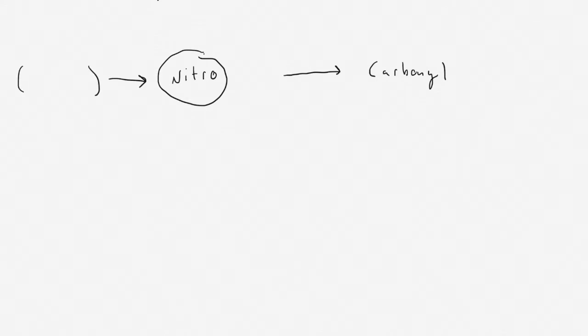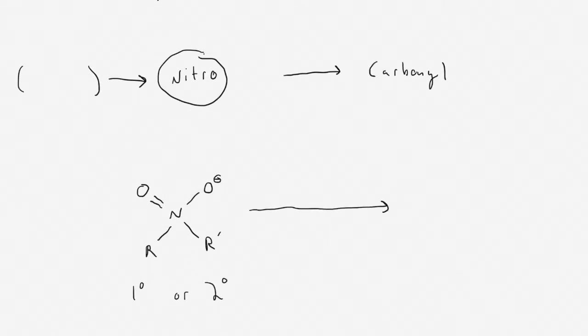In essence, we have a nitroalkane salt. It looks a little bit like this. Keep in mind, one of these R groups can be a hydrogen, so this can be either a primary or a secondary nitroalkane salt. And what you're going to do, in general, is react it with a base first, and then with an acid. These two vary across literature.